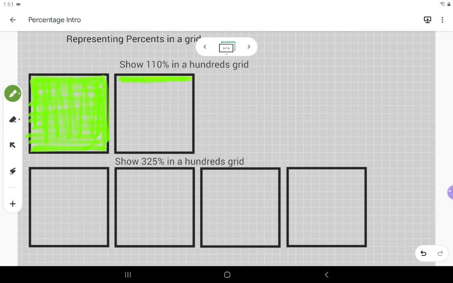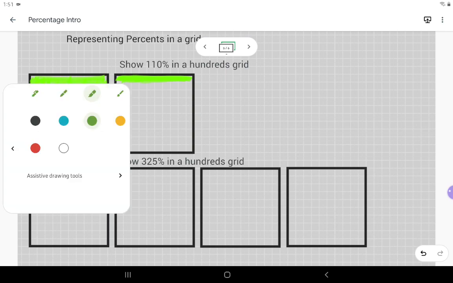So if I needed to do 110%, I would actually need 2 hundreds grids because I have to color in 100 full pieces and then 10 more pieces on top of that. And that would be 110%.